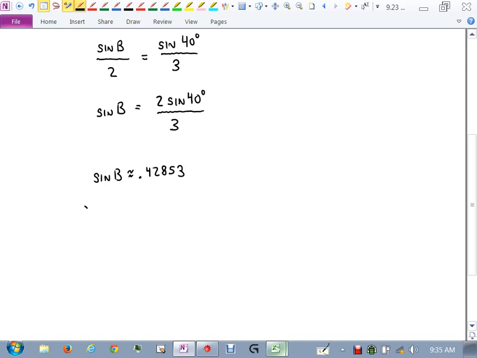So sine of B is this. I take inverse sine on both sides, or arc sine, right? That's the other name for that. I get on my calculator and figure out what arc sine of 0.42853 is. I'm in degree mode, so my answer is going to come back to me in degrees. I get that B is approximately equal to 25.3743.